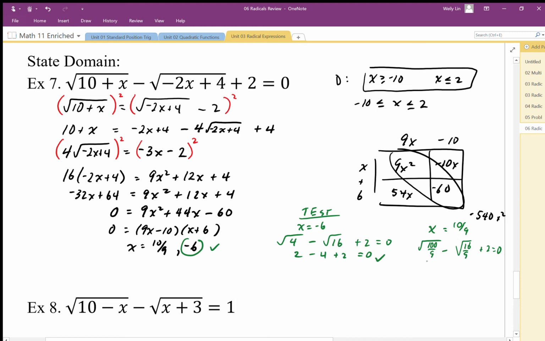What's that going to be? That's going to be 10 over 3 minus 4 over 3. Now you could do this on your calculator too, but since it's all fractions, I'm just going to do it by hand. So we're going to end up with 6 over 3 plus 2 equals 0. That's not true, because 2 plus 2 is not equal to 0, so we know that this one is extraneous. Okay, so that's our extraneous solution here.